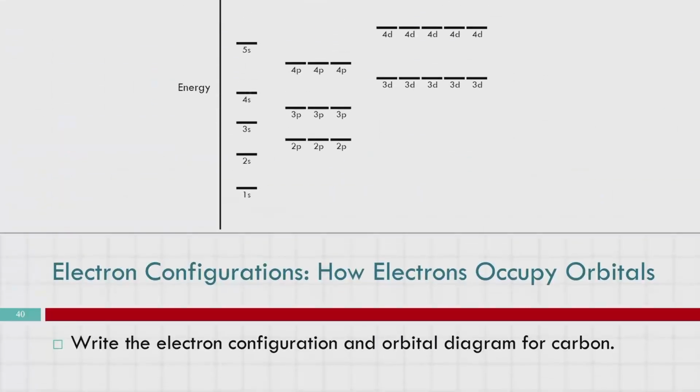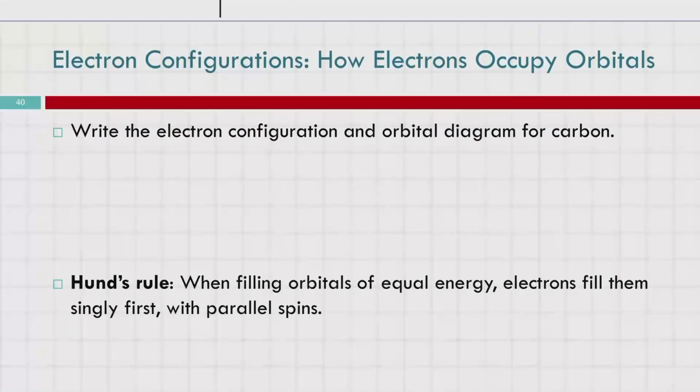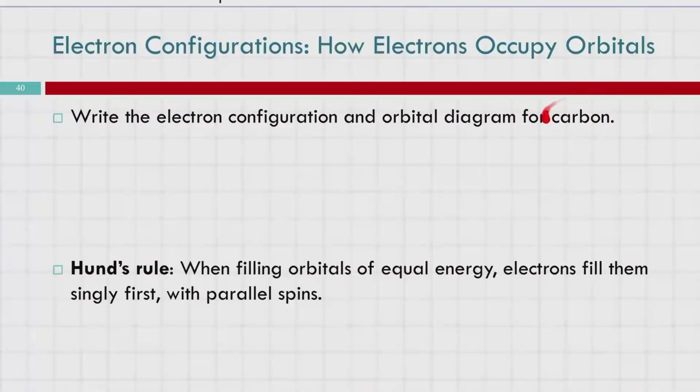Keeping in mind, though, that 1s, 2s, 2p, we can do some other electron configurations and orbital diagrams. We're going to do one for carbon. How many electrons does carbon have? Carbon has 6 electrons. It has 6 electrons because it has 6 protons, and the number of protons equals the number of electrons, at least for the neutral compound.